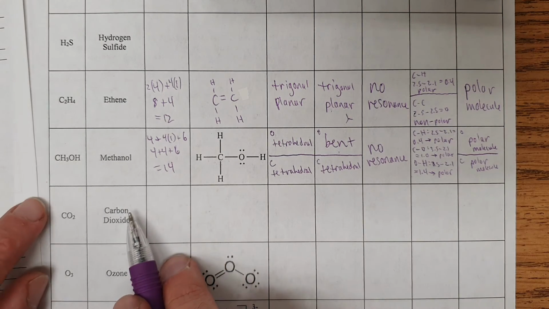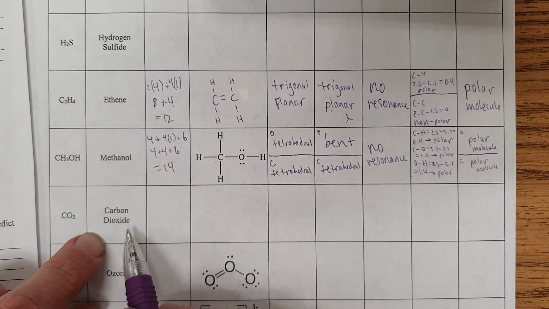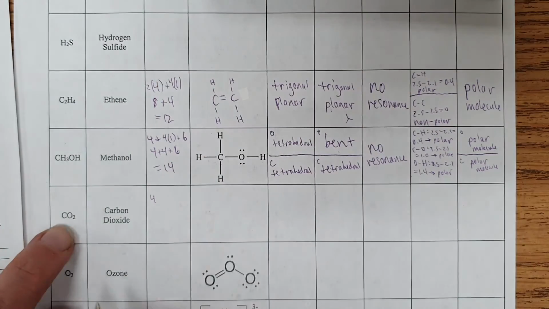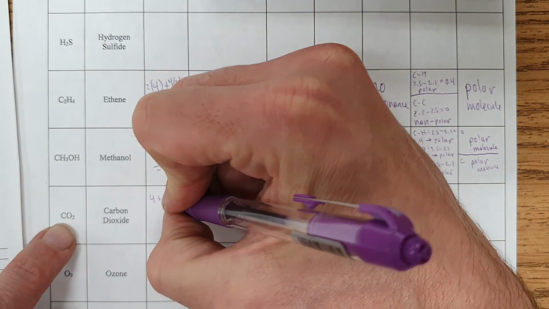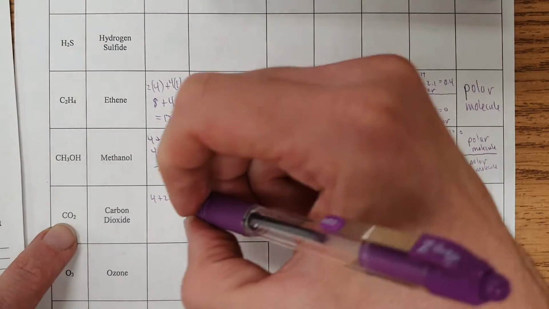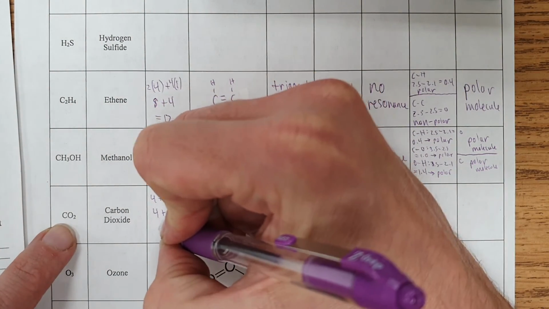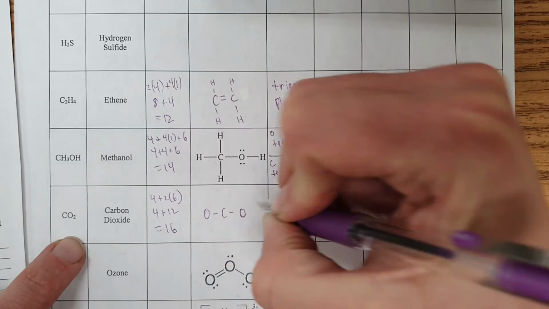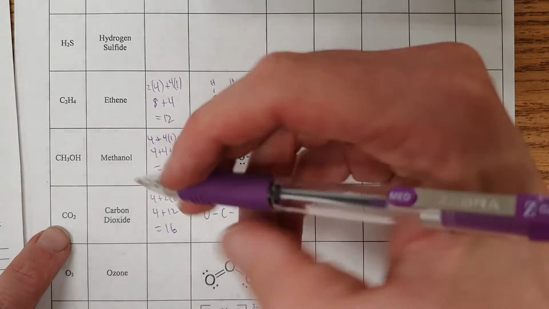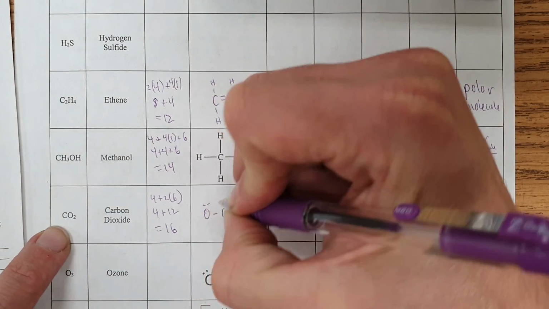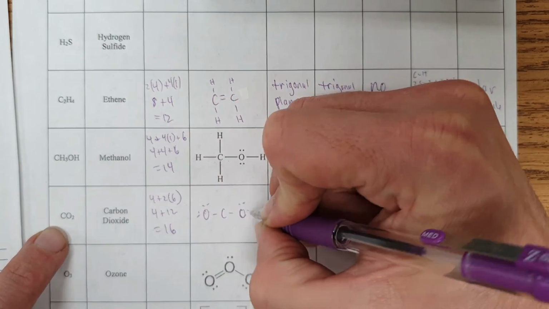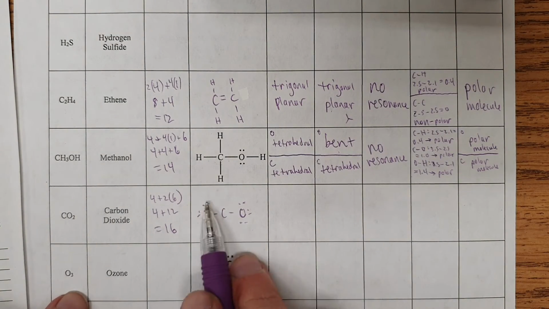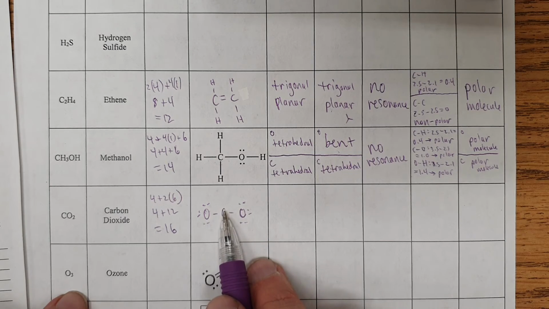Now, onward. Let's do carbon dioxide. So for CO2, carbon has 4 valence electrons. Oxygen has 6, and there's 2 of them. 16 valence electrons. Oxygen, carbon, oxygen. Put carbon in the middle. 2, 4, 6, 8, 10, 12, 14, 16, done. Octet satisfied, octet not satisfied.